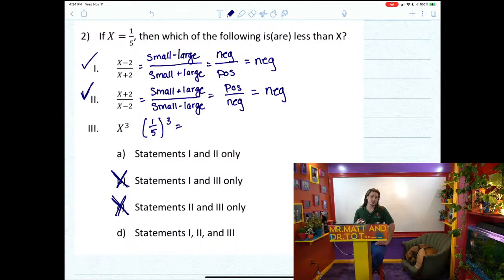Normally, if we raise something to the third power, we'd expect it to go up. But this is a number in between 0 and 1, so we know it's going to actually go down. So we know conceptually that 1, 2, and 3 are all true.